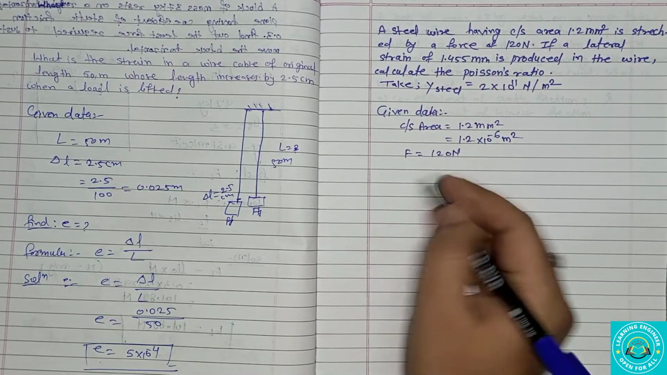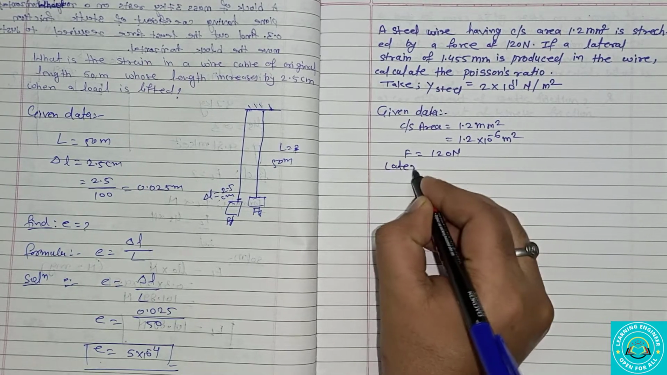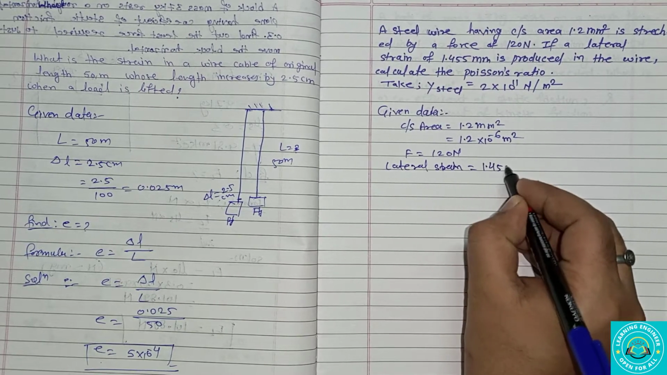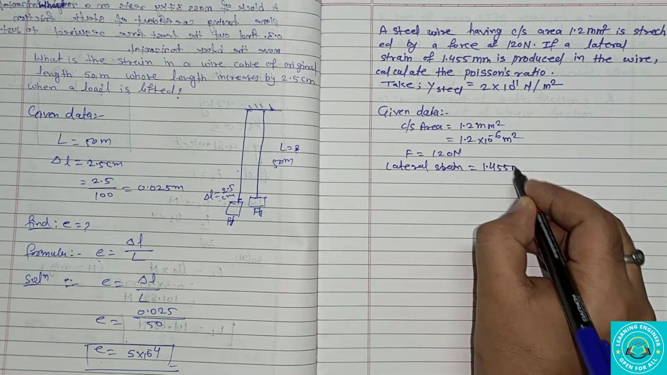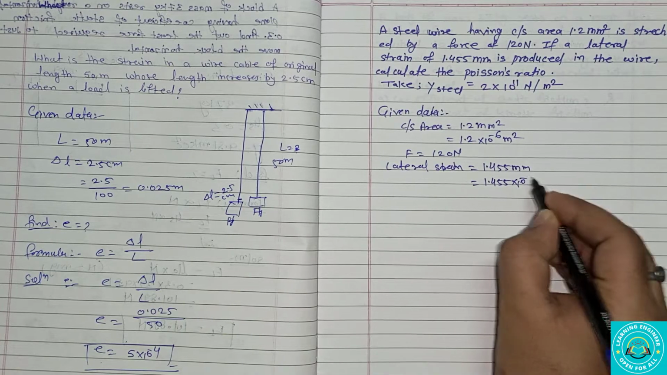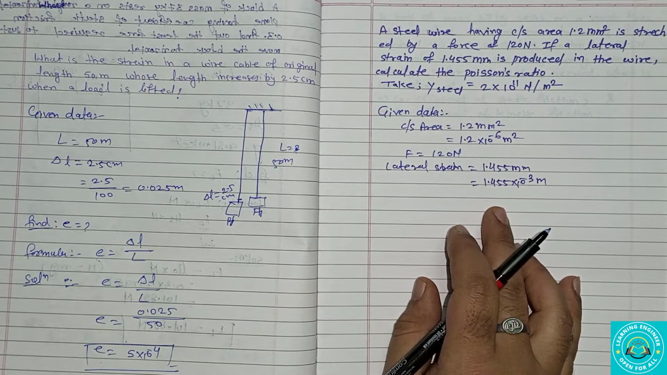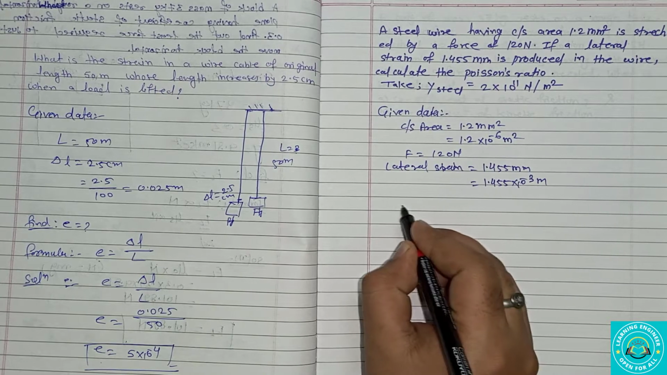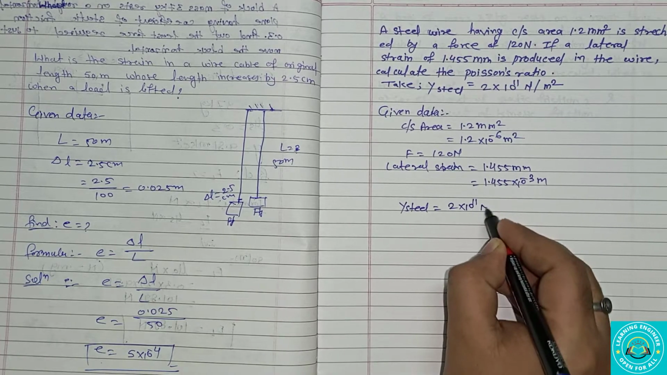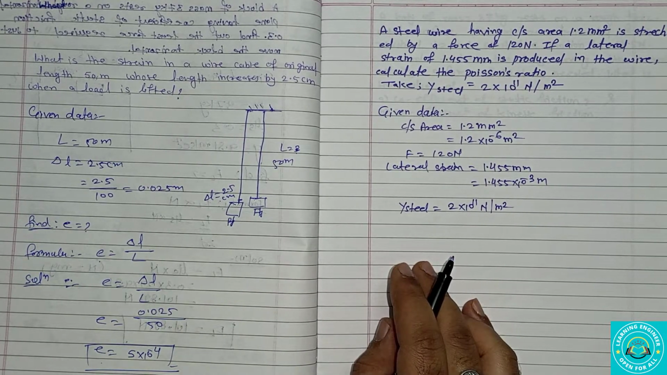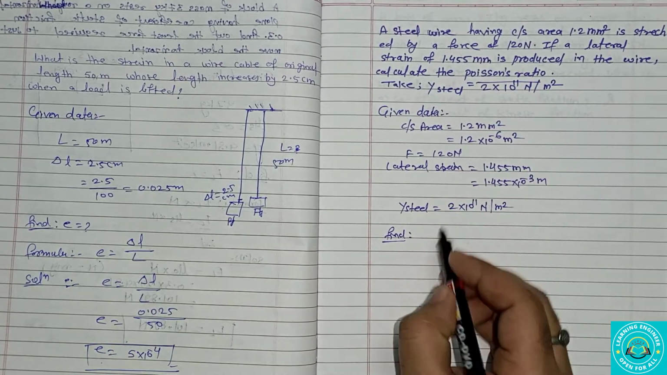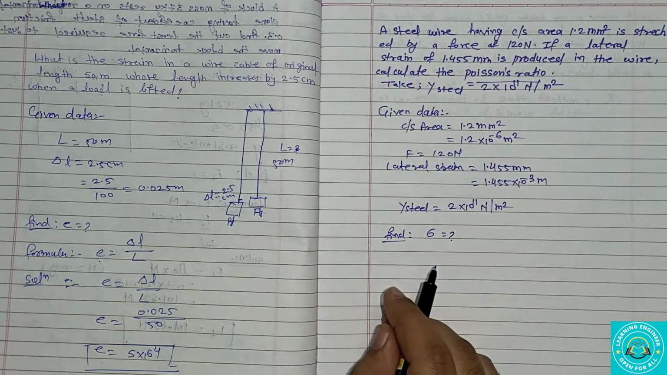and the lateral strain is given 1.455 mm. We know lateral strain of wire is 1.455 mm. I am again converting it into meter, 1.455 into 10 raised to minus 3 meter. And the last one is Y of steel is given, that is 2 into 10 raised to power 11 Newton per meter square. Find Poisson's ratio. We know Poisson's ratio is denoted by sigma.